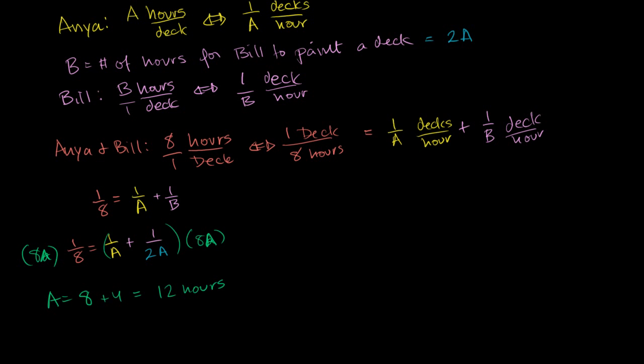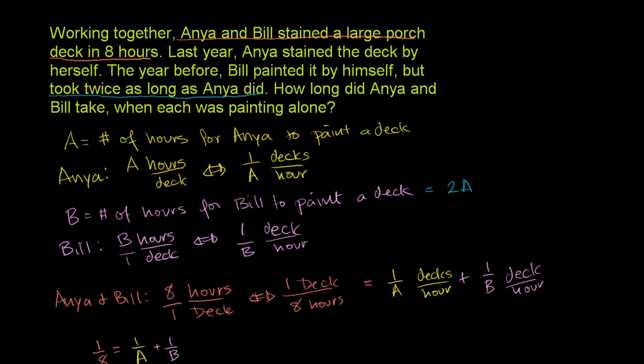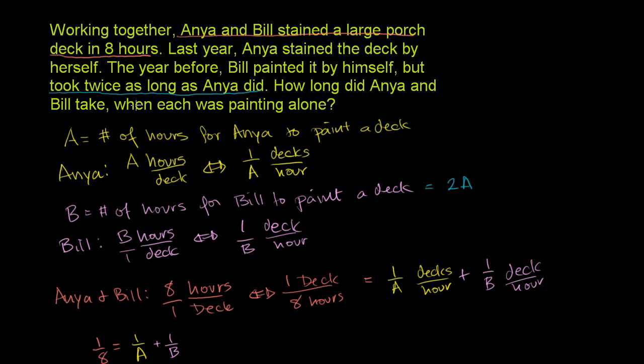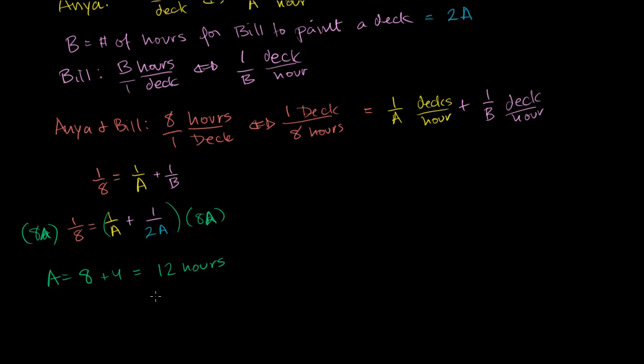Now what are they asking over here? They're asking, how long did Anya and Bill take when each was painting alone? So we figured out Anya. It takes her 12 hours. And then we know that it takes Bill twice as long as Anya. Bill is 2 times A, so Bill is equal to 2 times 12 hours, which is equal to 24 hours. So when they're alone, it would take Anya 12 hours. It would take Bill 24 hours.